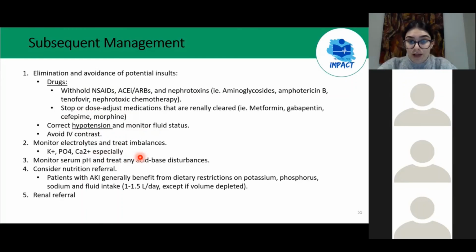You want to monitor all your electrolytes, because when the kidney is in a state of damage, its ability to secrete and absorb is impaired. So our electrolyte balance might be impaired as well. So monitor and treat those.